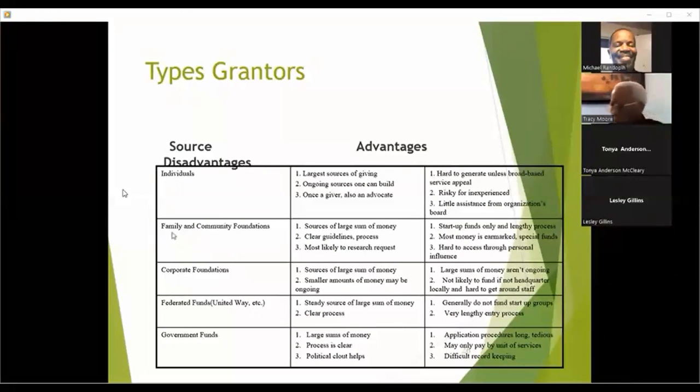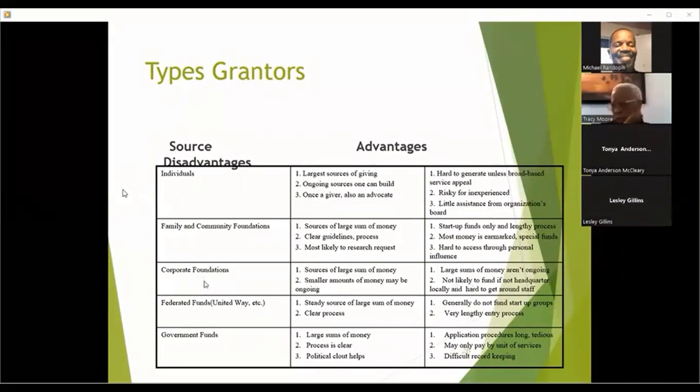The other type of funding is from community, family, and community foundations. One of the disadvantages of this is that most money is earmarked for special funding. We talked earlier about a specific type of program. Then you have what's known as corporate foundations that give money, and they give large sums of money, but it's not likely that they will fund it year after year after year.